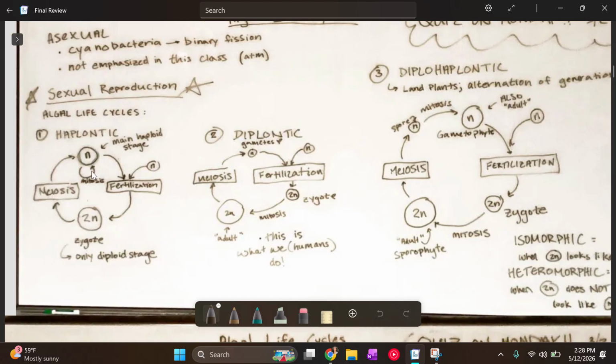Is Chlamydomonas haplontic? Or it might be diplohaplontic. I think it's different.